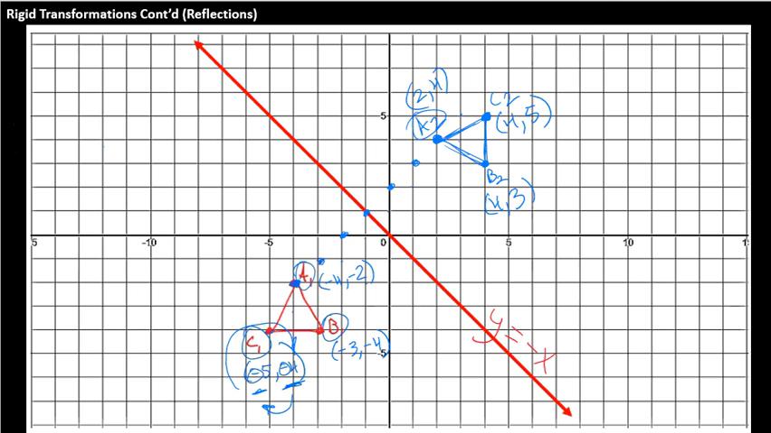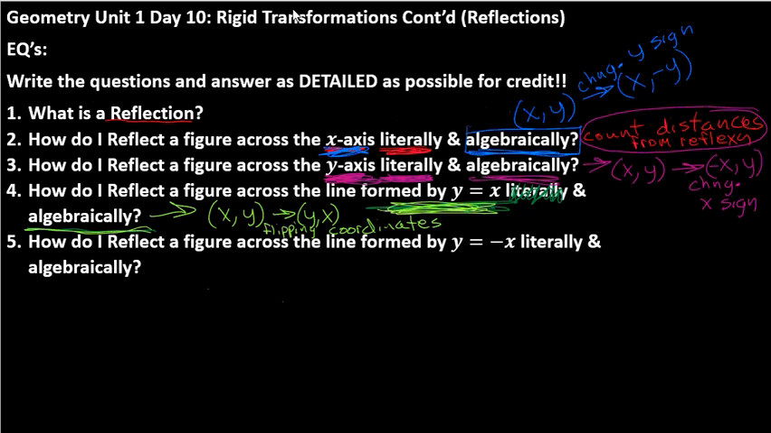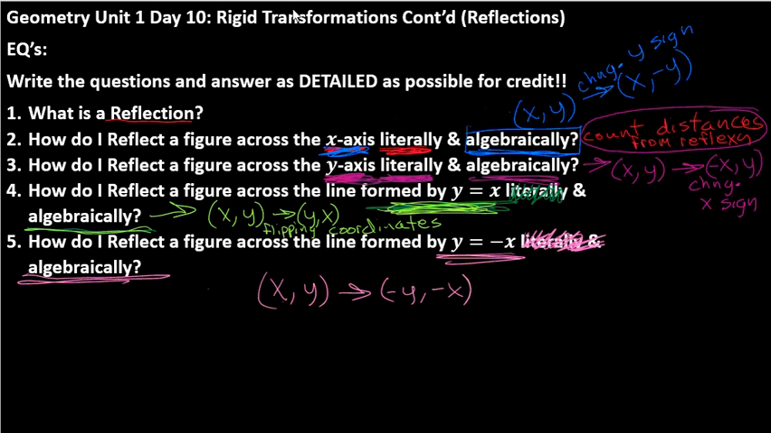So for our last one, again, we're not worried about the literally part. We're just worried about the algebraically. When we reflect across y equals negative x, we're going from x comma y to negative y comma negative x. So we flip signs and coordinates.